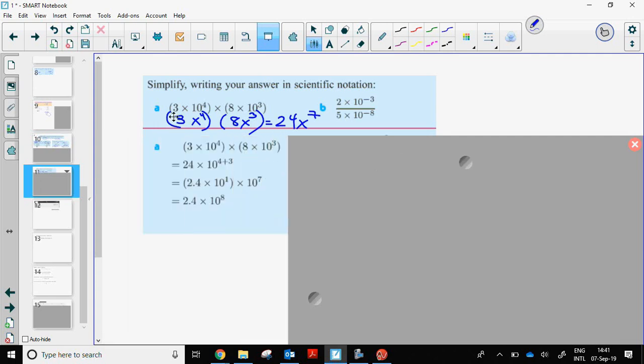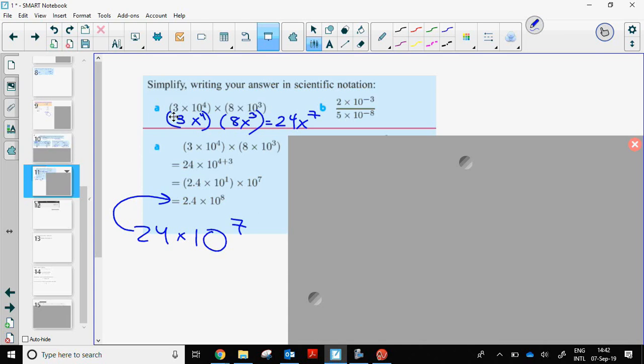It's going to be, well, we could start off by thinking of it as 24 times 10 to the power of 7, because we're just replacing the 10s with x's. But then that's not proper scientific notation because 24 is too large, so I'm going to rewrite that as 2.4 times 10 to the power of 8.